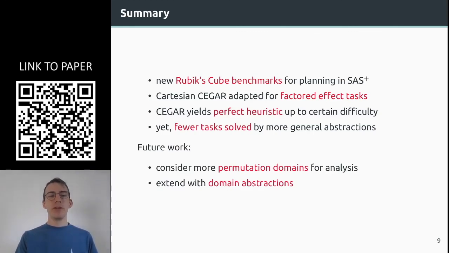In the future, we would like to consider more permutation domains besides Rubik's Cube for our analysis and compare the results between each other. Moreover, we would like to extend our work with ways to generate domain abstractions, which is a missing piece of the puzzle in this analysis.